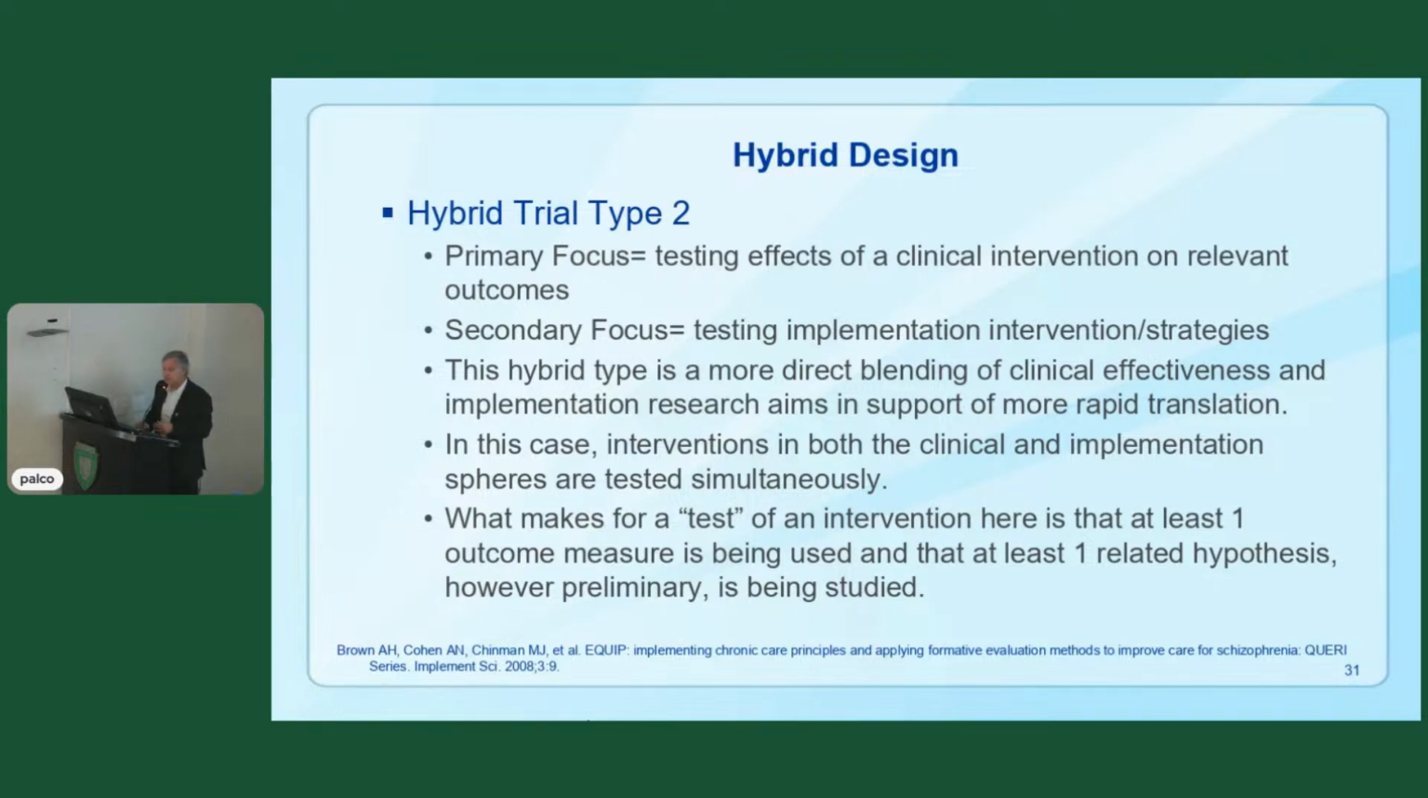What makes for a test of an intervention here is that at least one outcome measure is being used and that at least one related hypothesis, however preliminary, is being studied. So it's still an effectiveness trial because you're still combining the evaluation of the intervention delivery with an evaluation of the effectiveness of the intervention itself.